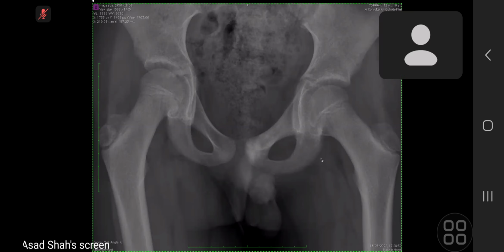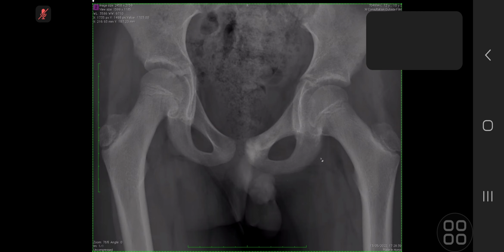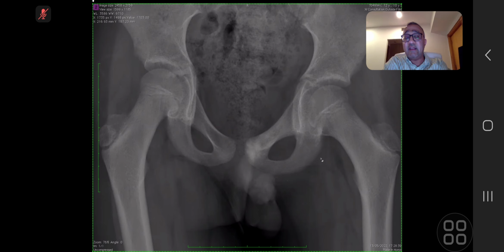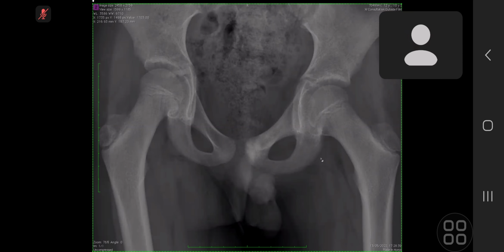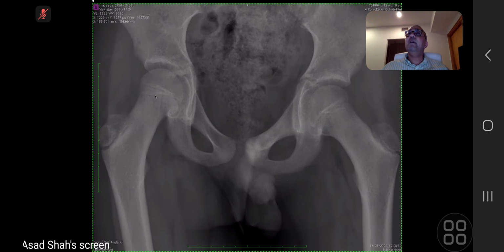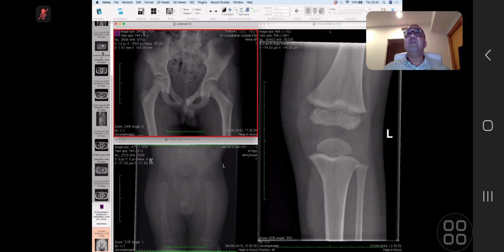So wide zone of transition, sclerotic. I'll be thinking about an aggressive process. Give me three aggressive processes that you would think in somebody who's 10 years old. In 10-year-olds, I'll be thinking about Ewing sarcoma, osteosarcoma, osteomyelitis. Yeah, okay. Right. Okay. Let me show you the MR now.